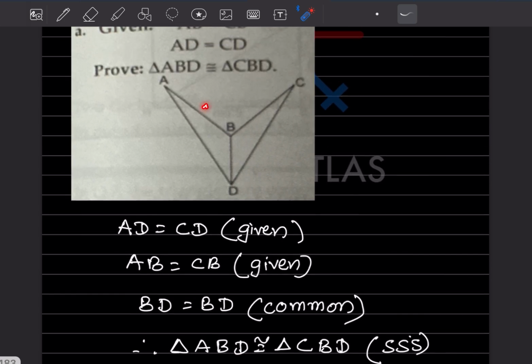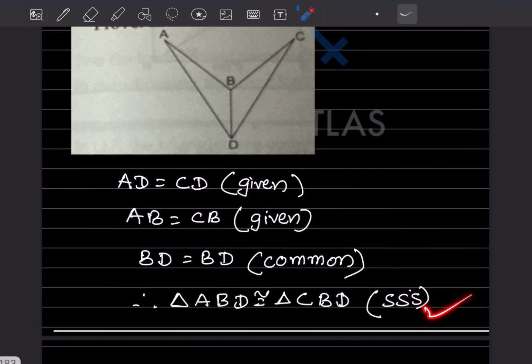How is it going to be? Because this also is a side, because they said AD and this is CD, so side. Again this AB and this CB, this also is a side. So this also is CB, this is also a side, that is SSS.